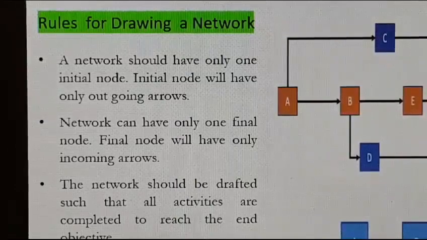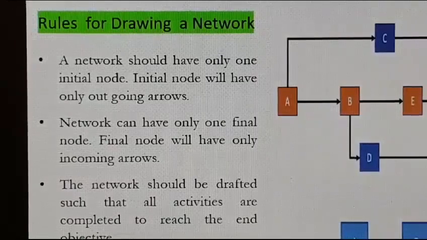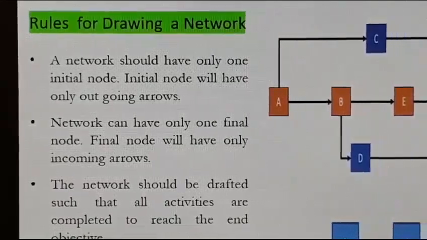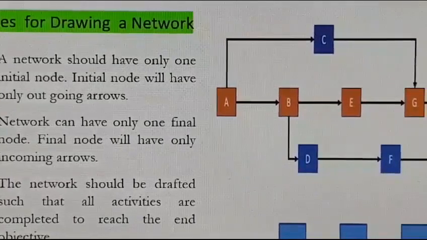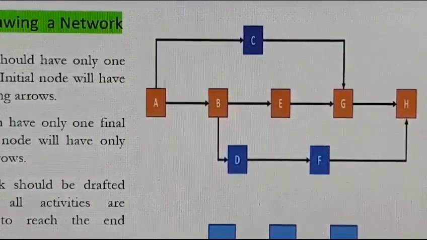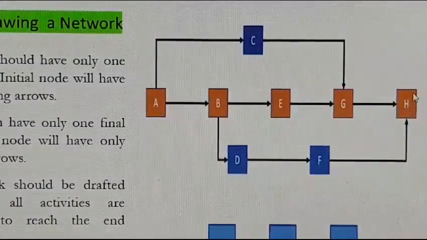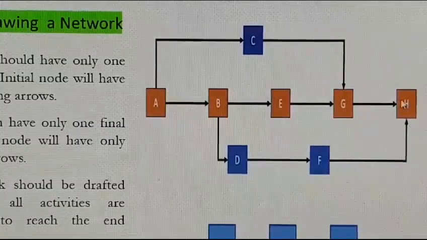Next point, network can have only one final node. So if you see in this same network diagram, here you can see the activity H represented in this particular node. So there is only one final node, and final node will have only incoming arrows. Okay, so I'll stop here.